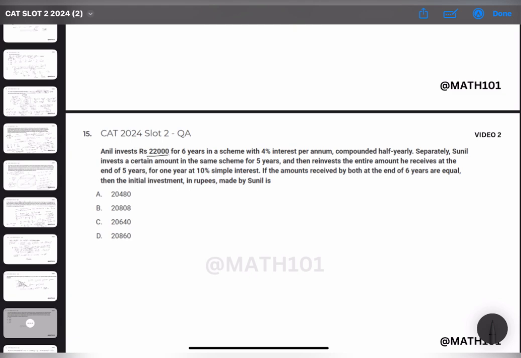Anil invests 22,000 for 6 years in a scheme with 4% interest per annum, compounded half yearly. So 22,000 compounded half yearly, half year interest is 2%. So 1 plus 0.02 to the power of 12, and let Sunil invest S into 1 plus 0.02 to the power of 10 into 1 plus 10% simple interest, which is 0.1. These two are equal.